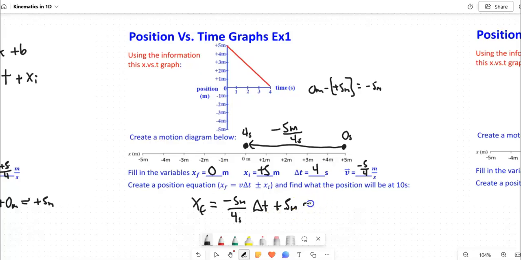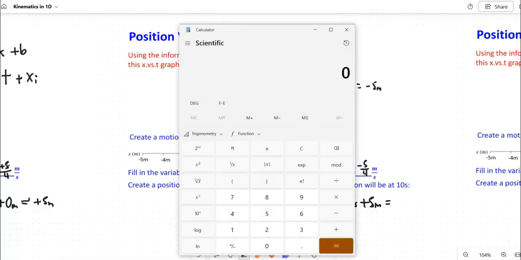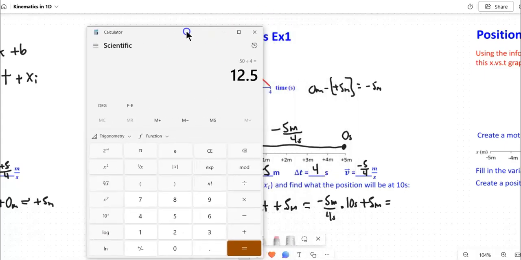Now, the problem is asking, put in 10 seconds. So -5 meters displacement over the period of 4 seconds times 10 seconds plus 5 meters. Okay, so that's going to be 50 divided by 4. I can't do math in my head. So 50 divided by 4, that is the slope.